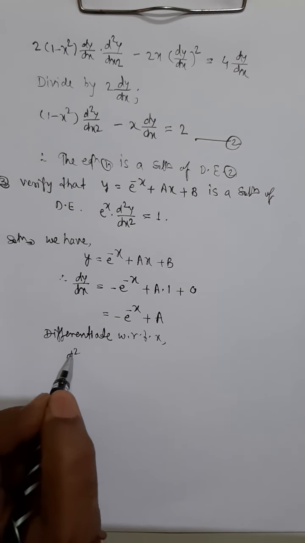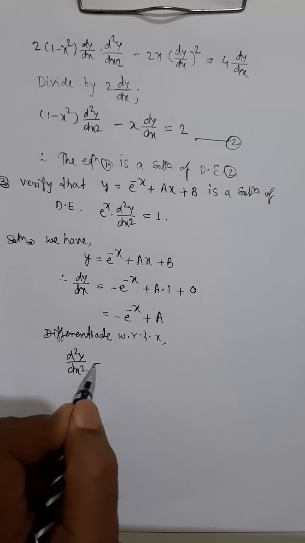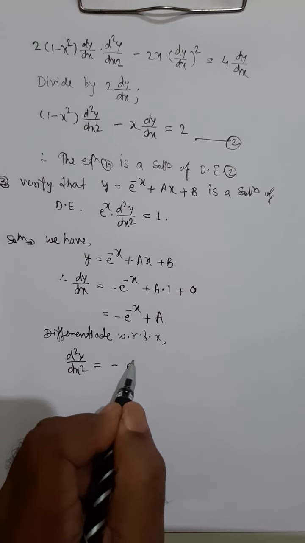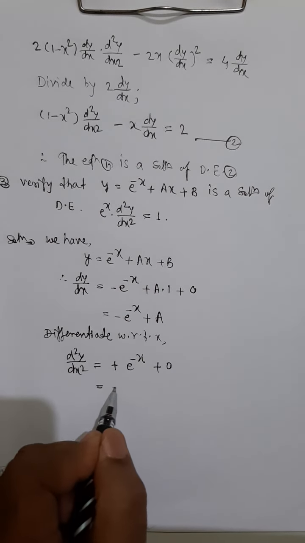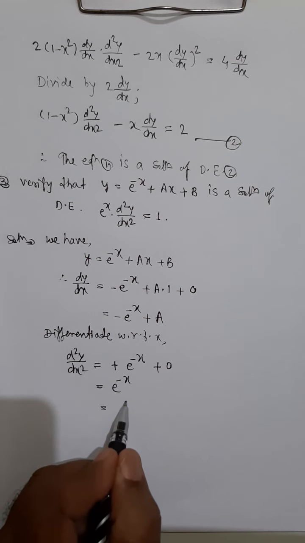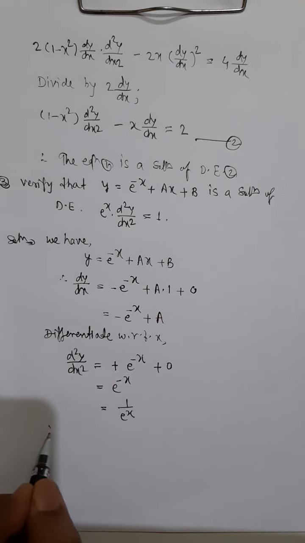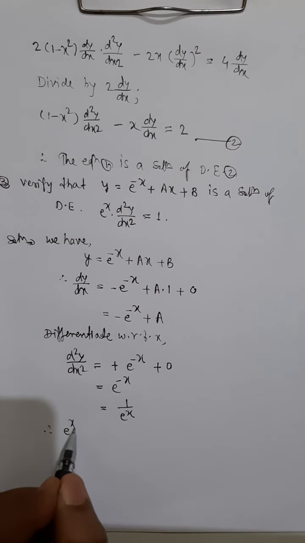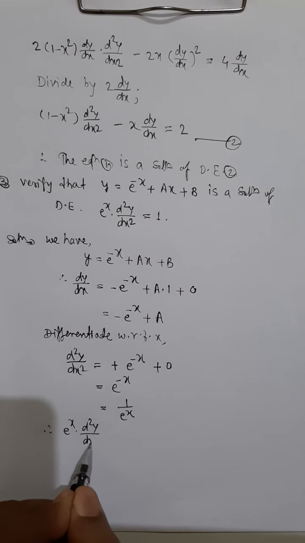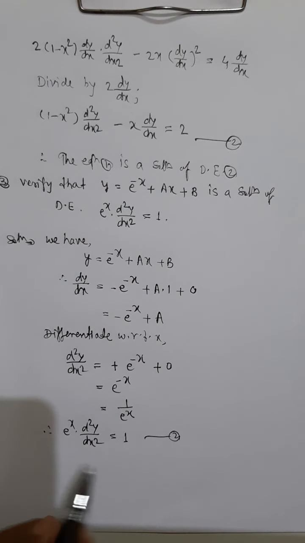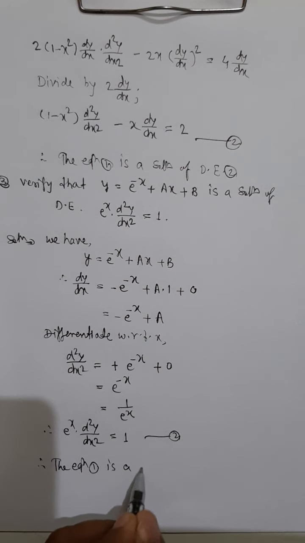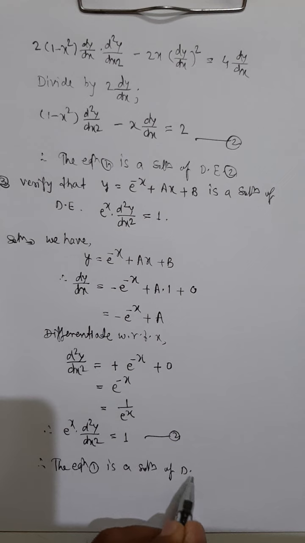So left side, d2y by dx2 is equal to minus sign, derivative of e to the power minus x same into minus 1, that is minus becomes plus here, and derivative of a is 0. So we get right side as e to the power minus x, and this can be written 1 divided by e to the power plus x. Therefore take e to the power x on the left side, e to the power x into d2y by dx2, right side is 1, and this is the given differential equation. So you can say therefore the equation 1 is a solution of differential equation 2, and this solution is completed.